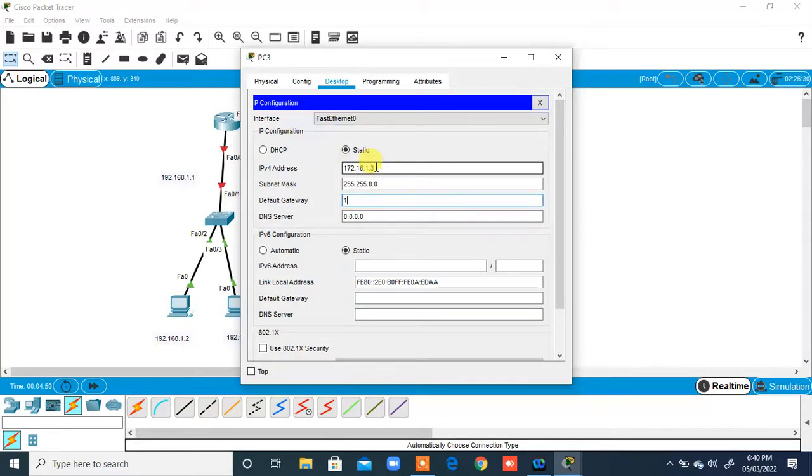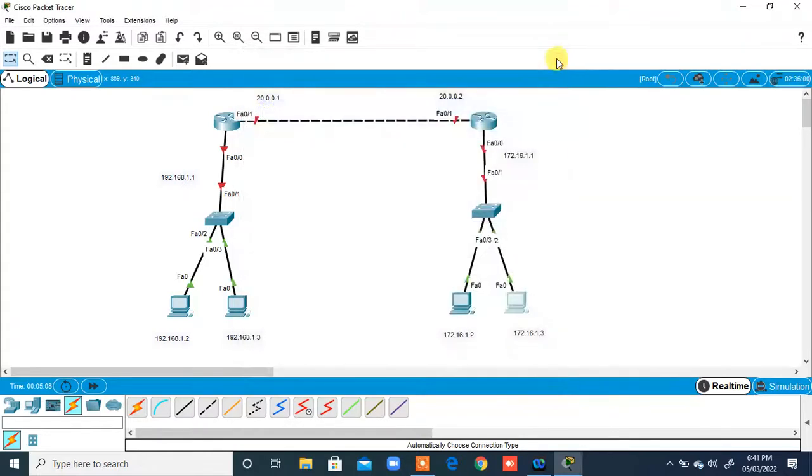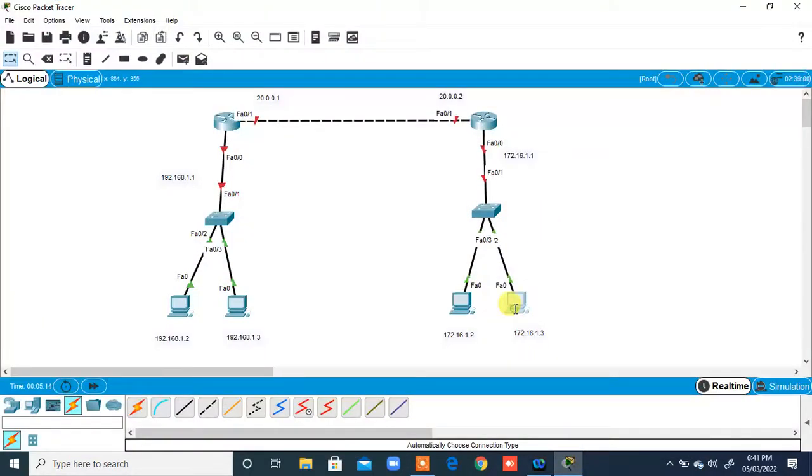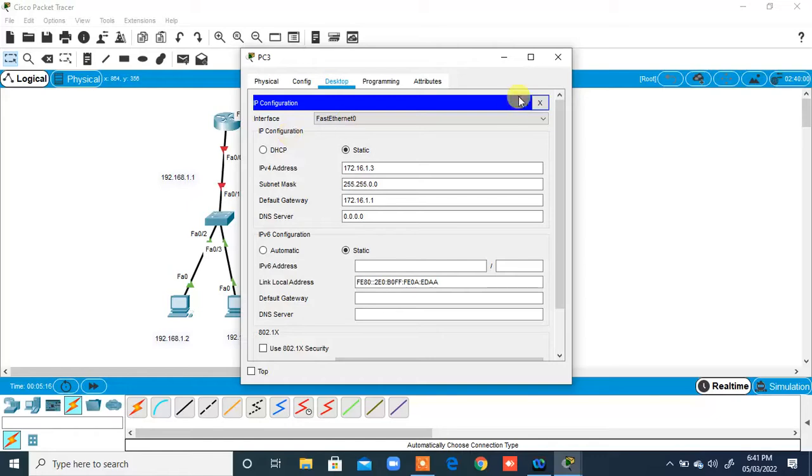172.16.1.3, 172.16.1.1, right? So this is class B address. I will be creating a separate lecture for this IP addressing also, in which we are just going to discuss about class A, class B, class C, and we are also going to discuss about the subnetting part in my coming lecture. All right. So we have assigned the IP address to my devices.